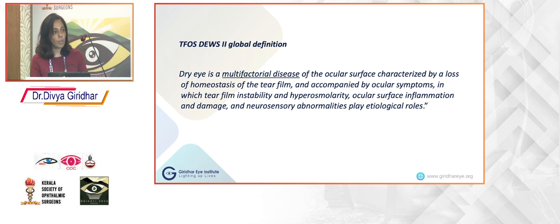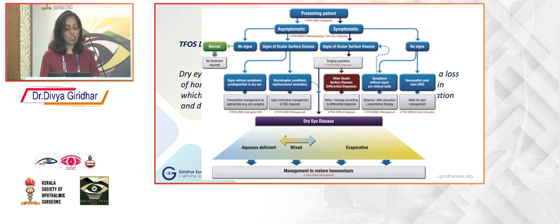So just a brief recap on the definition of dry eye. It is considered as a multifactorial disease where there are various etiological factors. So a patient presenting to us can either be a symptomatic patient with or without ocular signs, or an asymptomatic patient with or without ocular signs. So it is very important to address both the symptoms and the ocular signs of the patient with detailed evaluation, and finally diagnosing them as either an aqueous deficient dry eye, an evaporative dry eye, or a mixed dry eye.